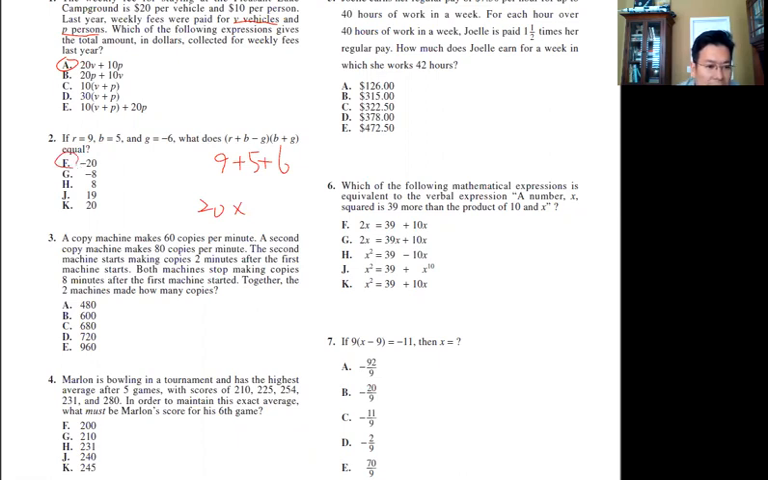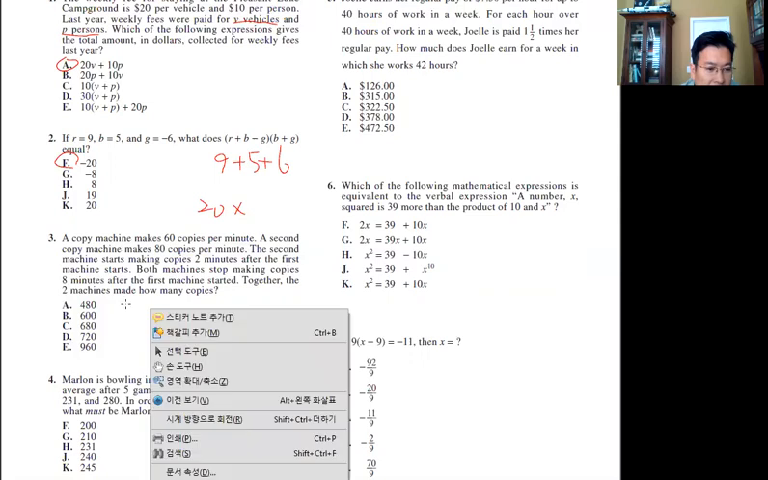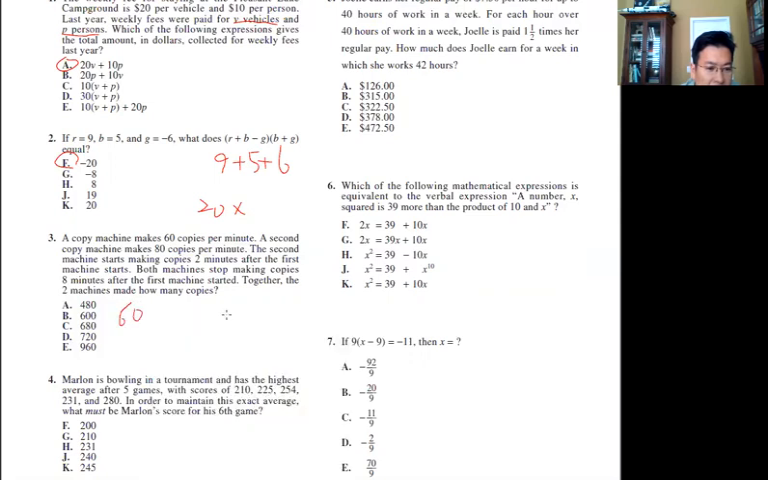And then a copy machine makes 60 copies per minute, so 1 second per copy. The second machine makes 80 copies per minute. Oops, the first one is 60 and the other one is 80. The second machine starts making copies 2 minutes after the first machine started, but the machine stopped making copies 8 minutes after the first machine started. Together, how many copies do the two machines make?